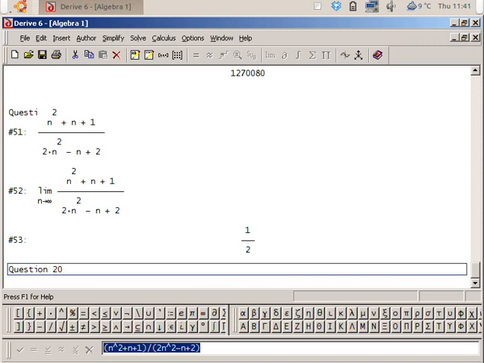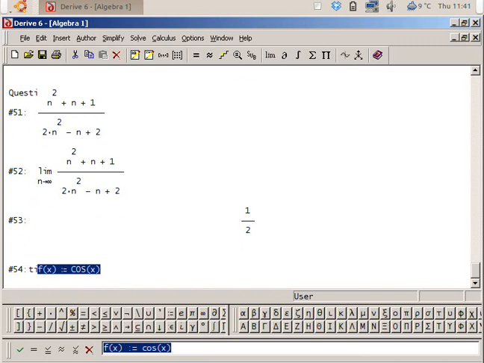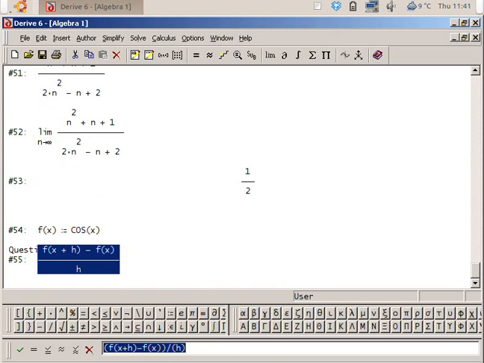Question 20 now. Huh? It's not as bad as it looks. First I define the function f. So f of x is defined to be cos of x. Secondly, I type in my fraction there. f of x plus h minus f of x. And then finally, the limit as h goes to 0.